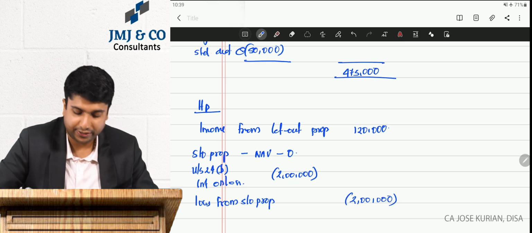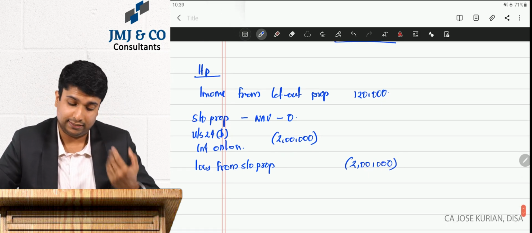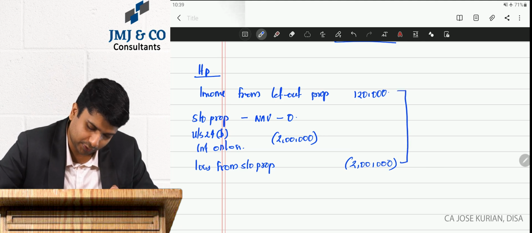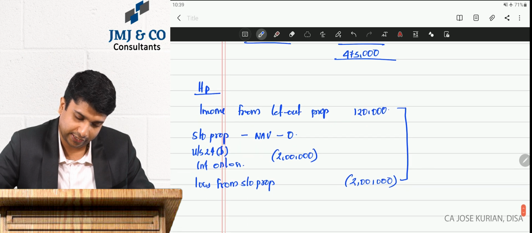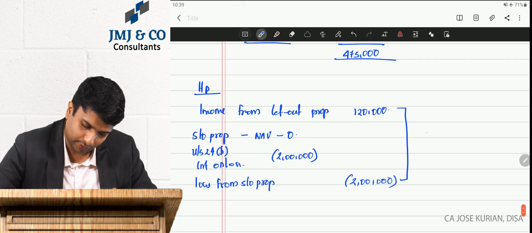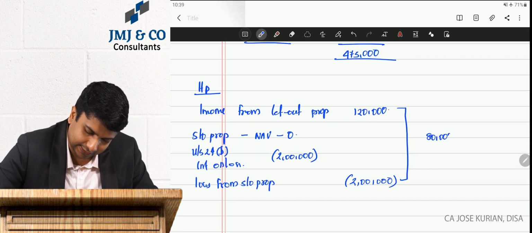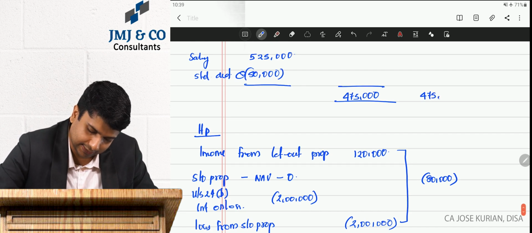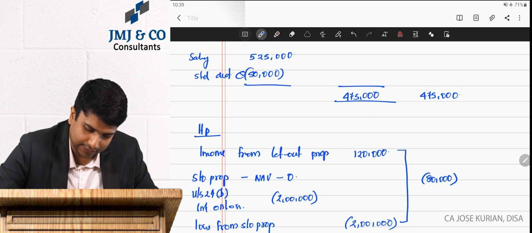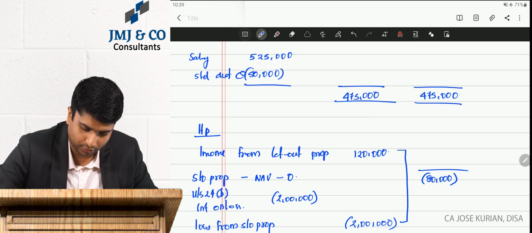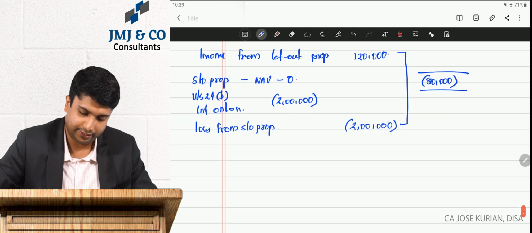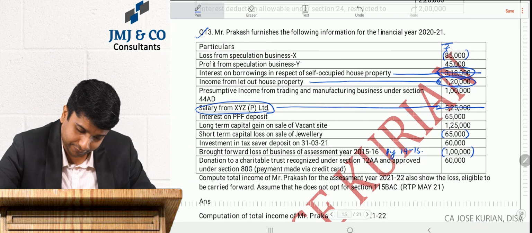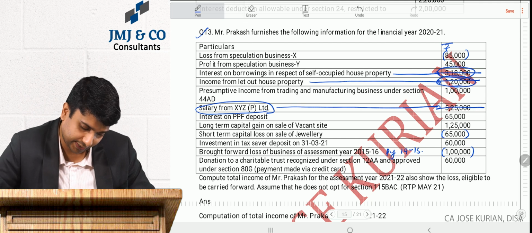I will write each and every loss first, then we will do the other adjustments. So we can definitely set off these two. And I will write the outcome in the next column. That outcome is 80,000 loss from the head house property, and here it is 4,75,000 income from salary. So let me write these two. Then which is the next head of income? We have already dealt with these two, so I'm crossing them.